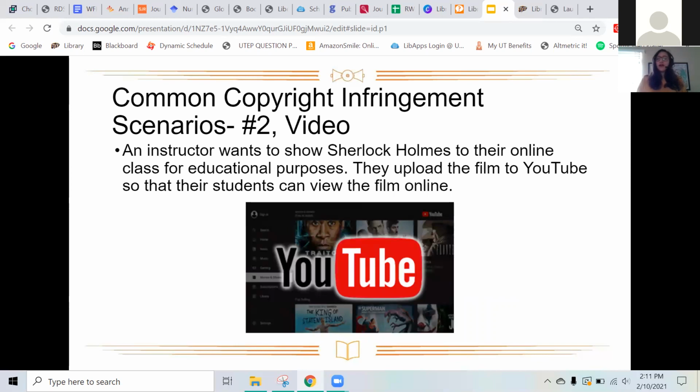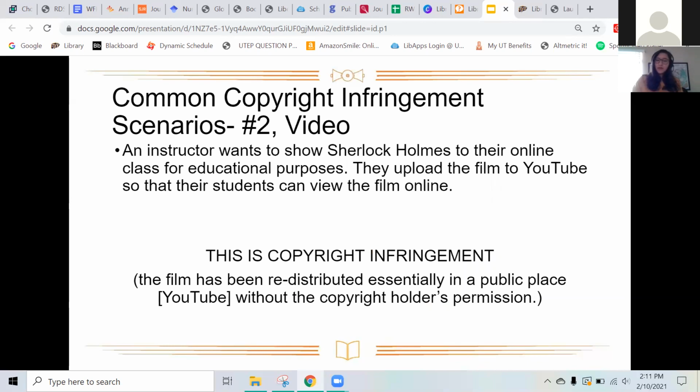So another common copyright infringement scenario, I think, relates to video and just its use. And I think there are a lot of ways this could play out. But let me talk about one particular scenario, it'll allow us to talk about a lot of different things relating to how we can use videos in the educational setting. So in this scenario, let's say an instructor wants to show the film Sherlock Holmes to their online class for educational purposes, of course. So what they do is they upload the film to YouTube so that their students can view the film online. Easy. They just drop a link to the YouTube video.